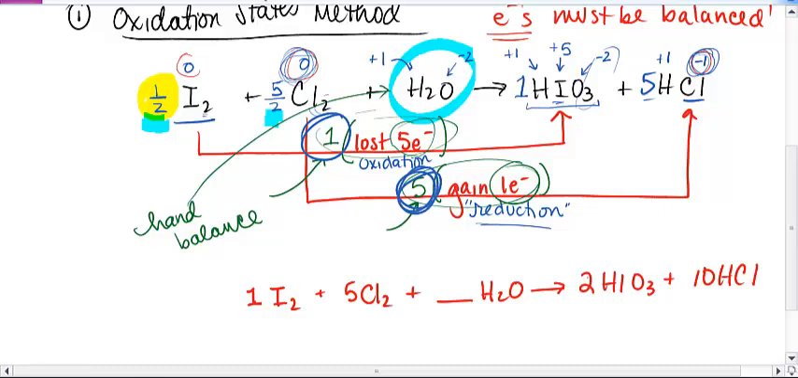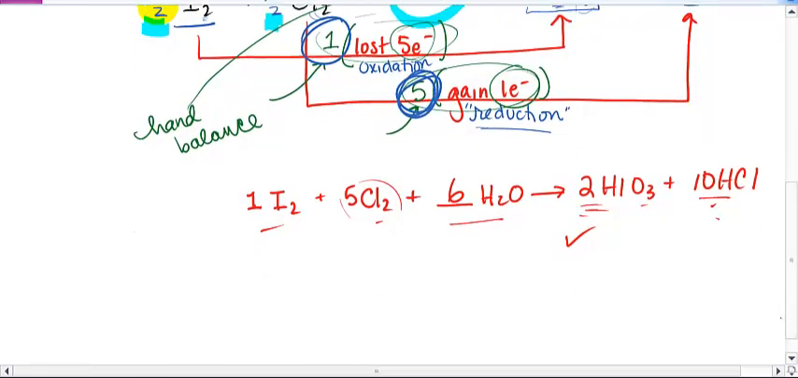Well, let's see how many we need. Oh look, there's 6 oxygens, so I probably need 6 of these. That gives me 12 hydrogens and 10, yay. And if I actually check this, I've got 10 chlorines, 2 iodine, 2 iodine, it's balanced. So that is the oxidation states method. That's the first one. All right.